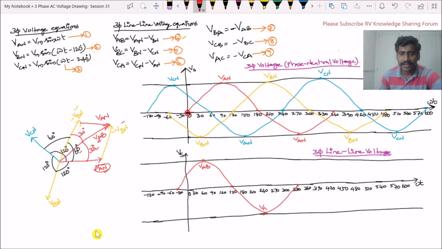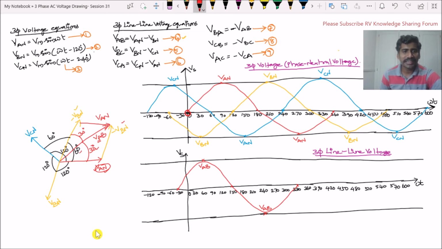So this is our negative half cycle of the line voltage VAB. Our line voltage VAB starts at minus 30 degrees and ends at 330 degrees. Therefore, it is 360 degrees. As we discussed in our previous session, any sinusoidal input voltage will have 360 degrees of duration. So this is how we can draw our line voltage VAB, and this cycle continues.